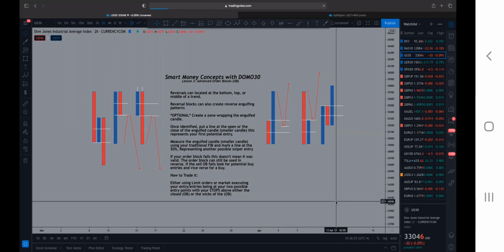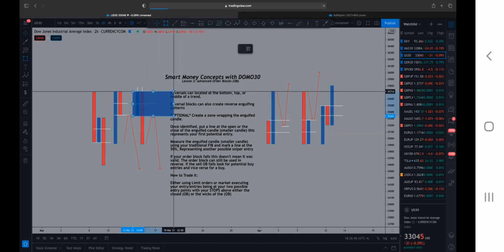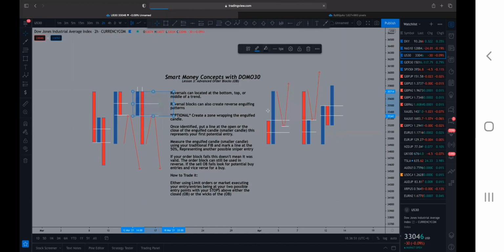Now this is optional. This is something that you can do, this is something that I do, right? And that's create a zone wrapping the engulfed candle. So we know the engulfed candle by now, guys, is the smaller candle. So now we're going to wrap that candle. Doesn't matter what pair we do, but we're going to do this one, and we're just going to wrap this candle, right? Just like so. Now creating a zone for us, like saying, hey, this is an area of where I'm going to look for.